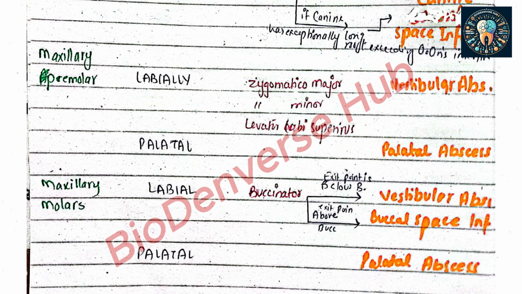But if the roots are long and above the attachment of the buccinator muscle, it will result in a buccal space infection. After that, if any palatal root of the molars gets infected, the infection will usually exit through the palatal cortical plate and cause a palatal abscess. So this was all about the spread of infection from the maxillary teeth.